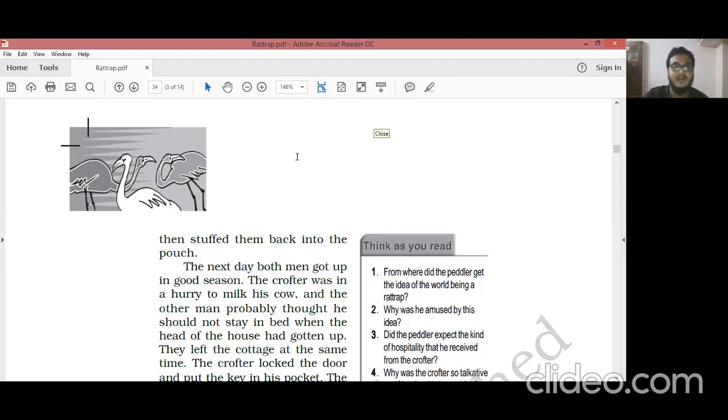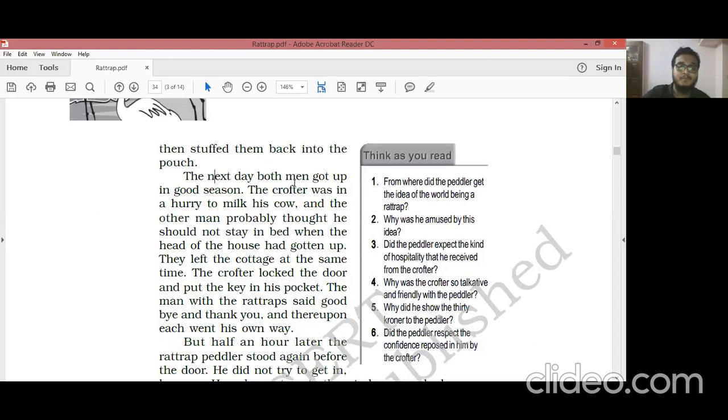Okay, the next day, both men got up in good season. See what happened. For example, suppose anyone, a boy, a girl, comes to your house. Suppose anyone is a guest to my house, or I am a guest to your house.